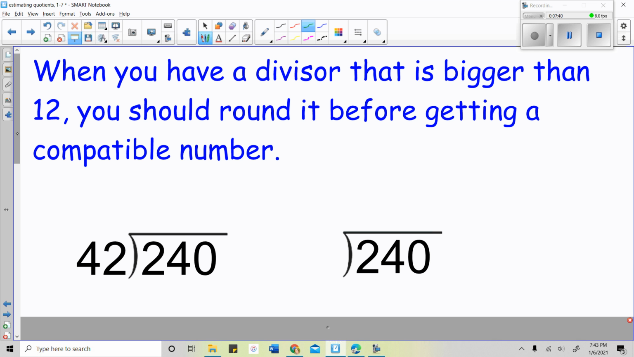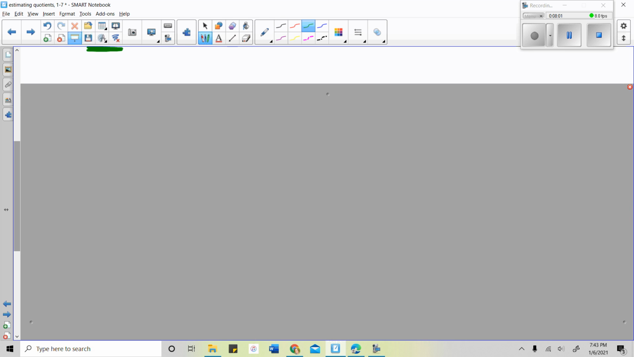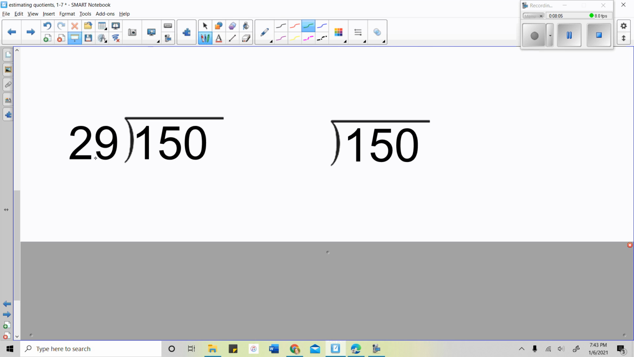Okay, so finally, if you have one that has a two-digit divisor, you do want to round that because we don't want to have to try counting by some huge two-digit number like 42 because that's not going to make it easy to estimate. So 42 would round to 40, and then I would do my division, and I would get 6. Okay, so we're going to look at one more here. The video has gotten quite long. Okay, so 29 would round to 30, and then I would divide in, and my estimate is 5.